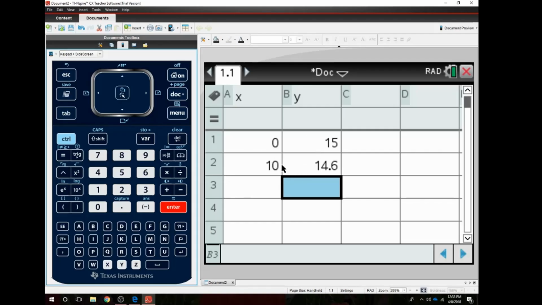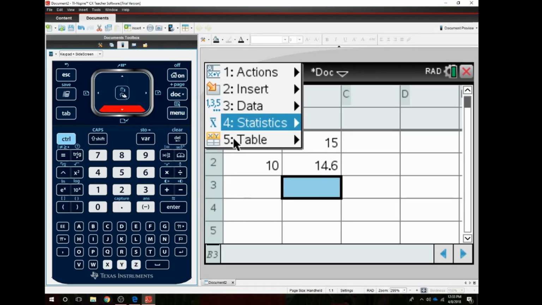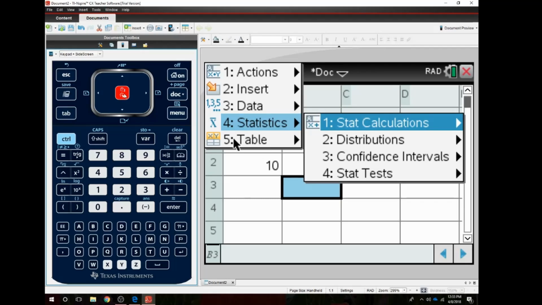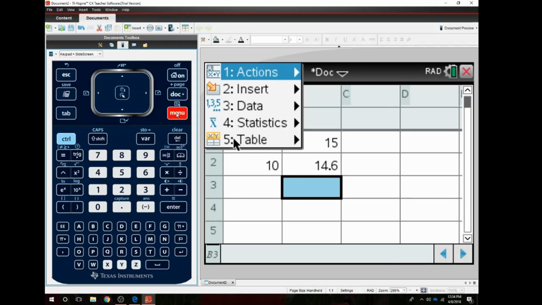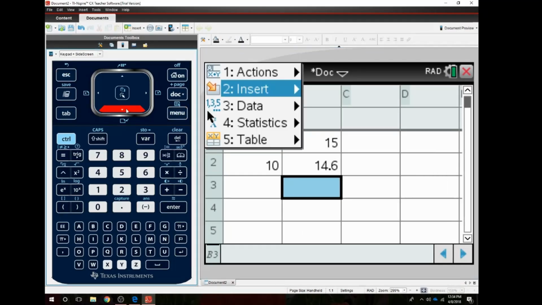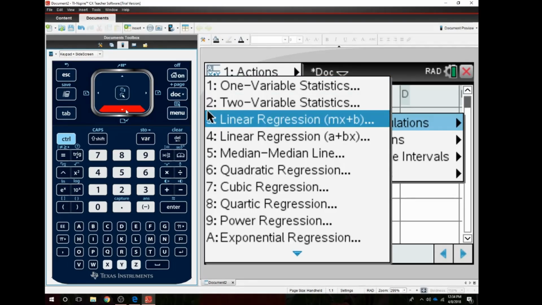It's important that for the next step, we don't have our cursor on any of our numbers. Our little cursor needs to be down here, just like this. So from here, you press Menu, scroll down to Statistics, select Stat Calculations. Then you scroll down to the third option, MX plus B. Again, I'm going to do that again. Clear this out. So Menu, Statistics, Stat Calculations, MX plus B, the third option.